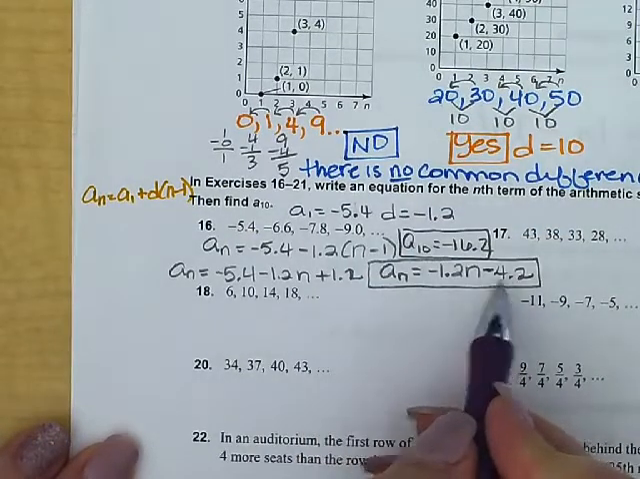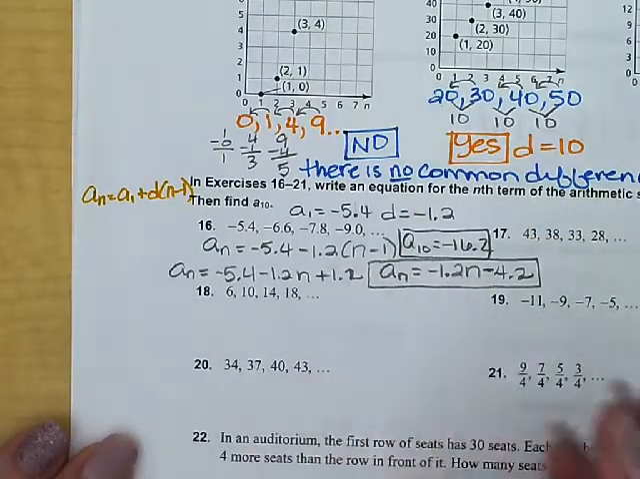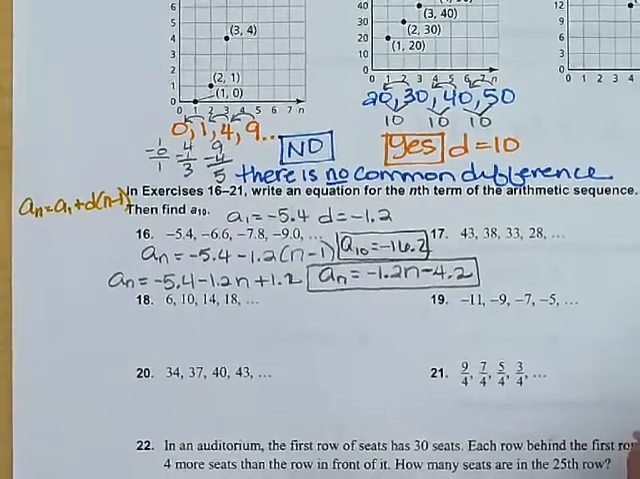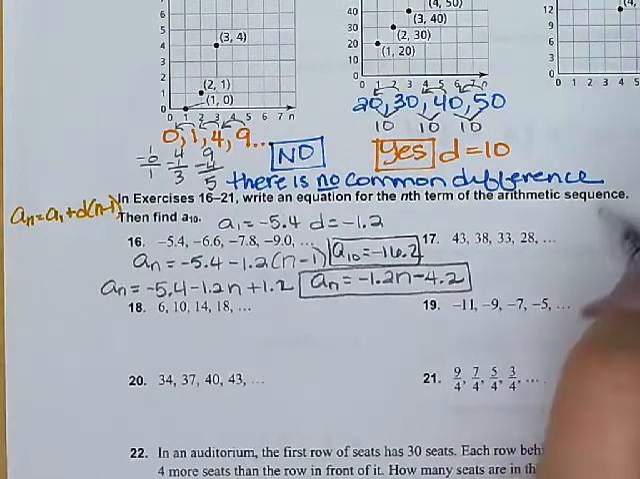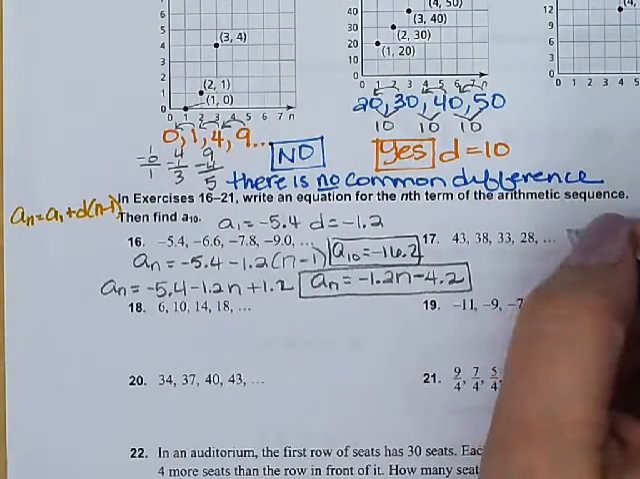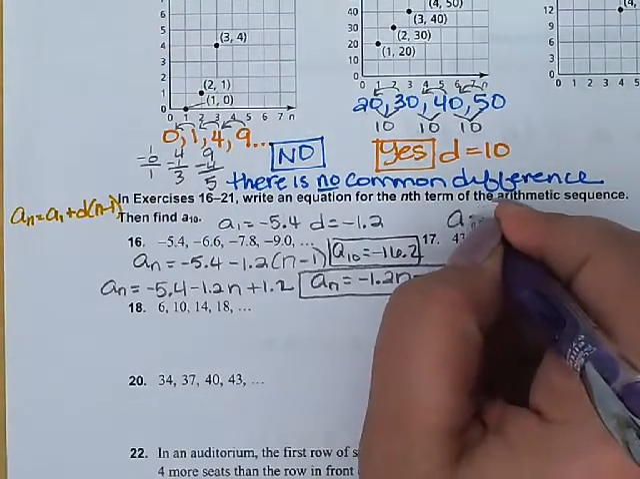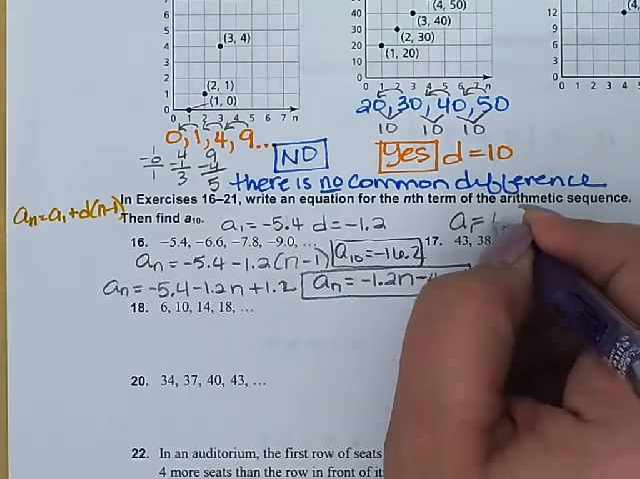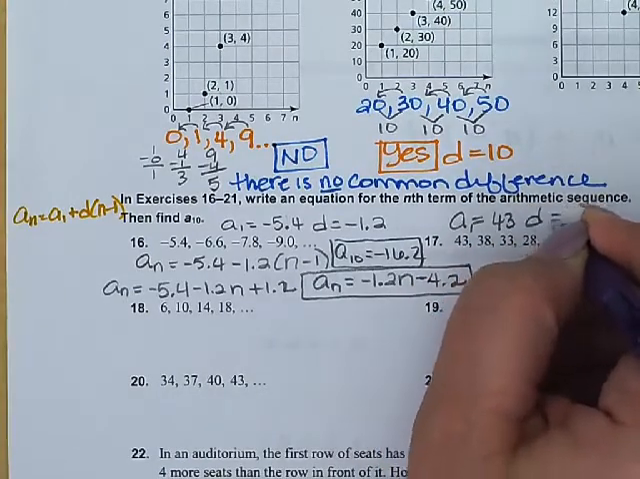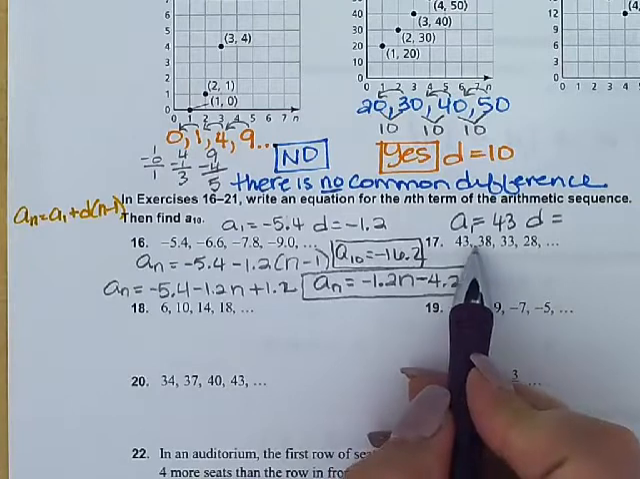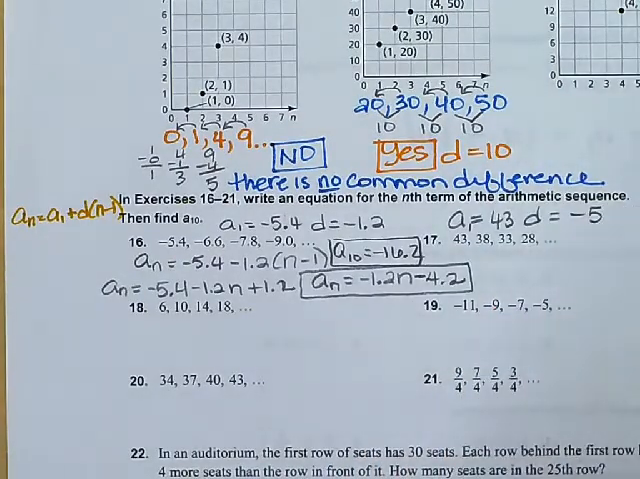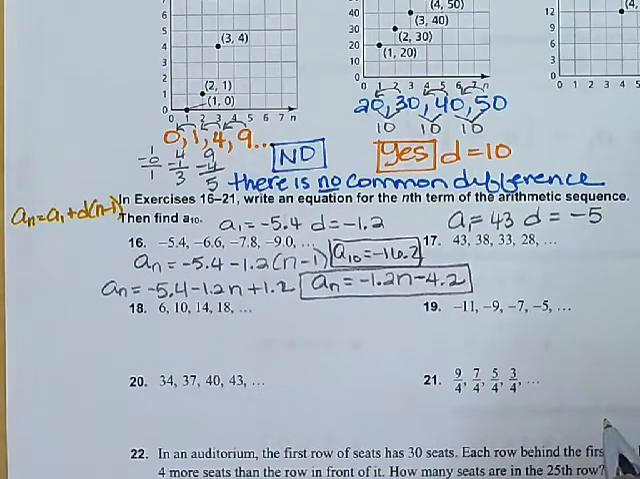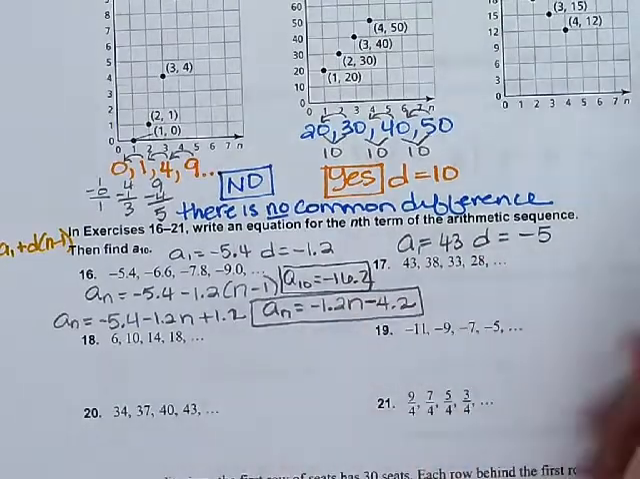Okay, so that was the nth term equation, and then this is the actual 10th term after we've used that equation. Let's try it again on number 17. So on number 17, first of all, let's identify our first term in the sequence, which is the 43. And let's identify our common difference. If we're going 43, 38, 33, 28, that's a decrease of 5, or a common difference of negative 5, if you will.